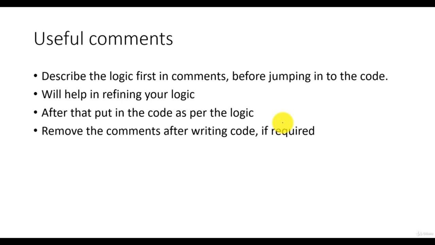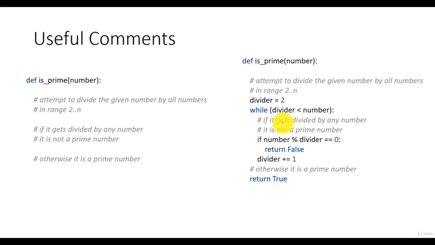Let's try to understand it through an example. Now let's take this example on the left hand side. Here we have just described the logic of our required function to check whether the given number is a prime number or not. So just for this discussion purpose, I am taking this simple example. It can be some complex example as well.